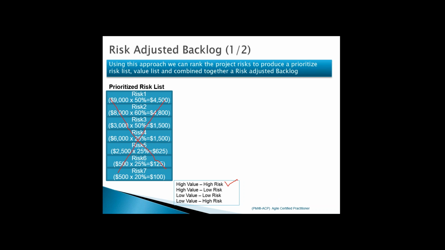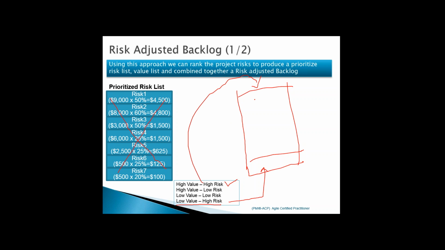Yesterday or day before, I do not remember, I asked you this question. Towards the end of the product backlog, what do you see? You see low value, high risk at the bottom. High value, high risk will be on the top. From an exam perspective, remember that. They'll ask in the exam, right? What will be on the bottom of the product backlog? You have to say low value, high risk. High value, high risk will always be on the top. Remember that.